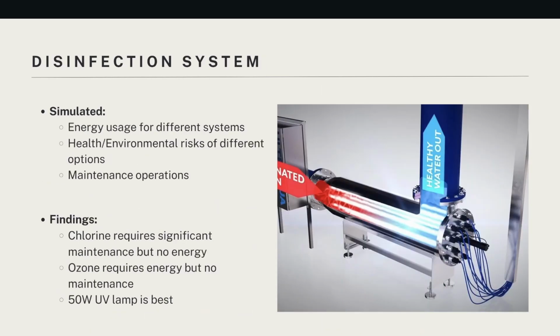This subsystem simulates the energy requirements of different systems, as well as their associated risks and maintenance operations. We found that chlorine seemed to be unviable due to its high maintenance occurrences. Additionally, the 50-watt UV lamp performed the best since it allowed the highest flow rate.